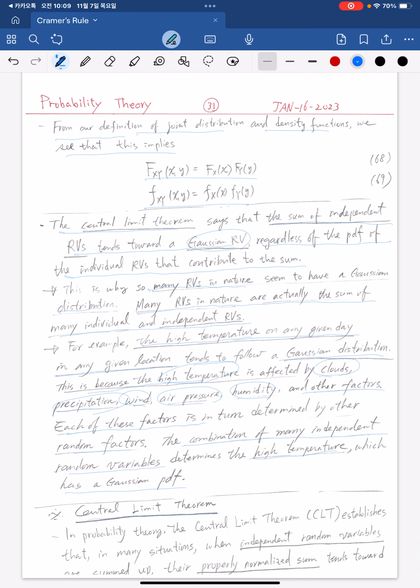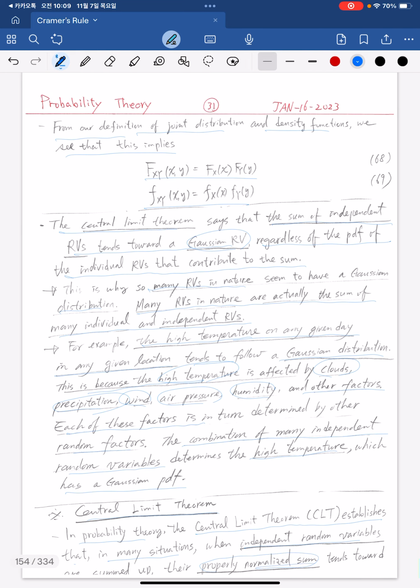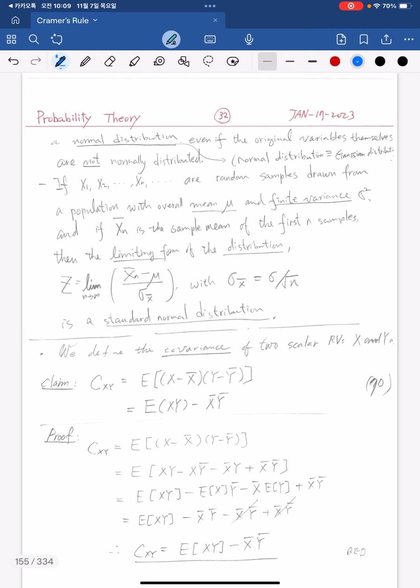Central limit theorem. In probability theory, the central limit theorem establishes that in many situations, when independent random variables are summed up, the properly normalized sum tends toward a normal distribution. Normal distribution equals Gaussian distribution, even if the original values themselves are not normally distributed.